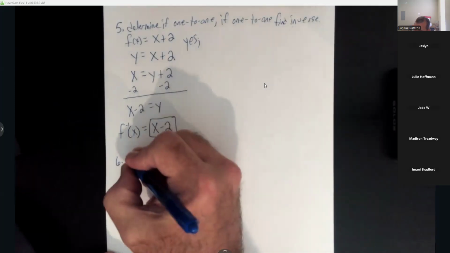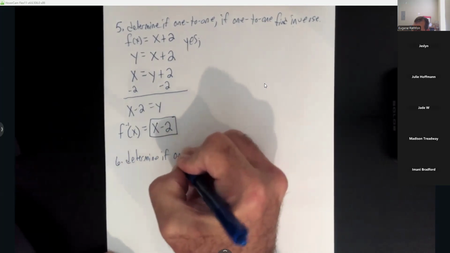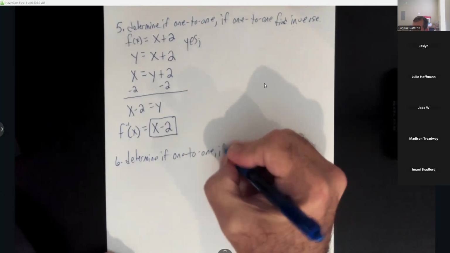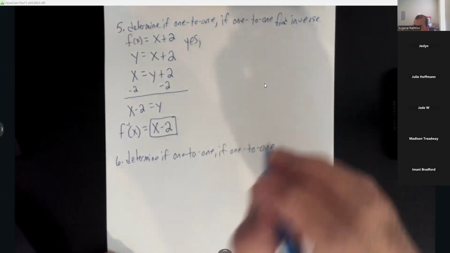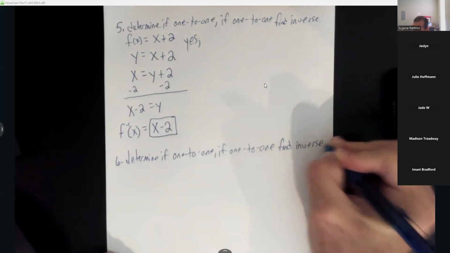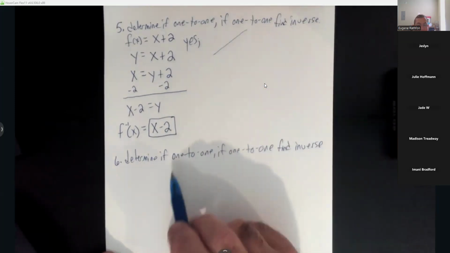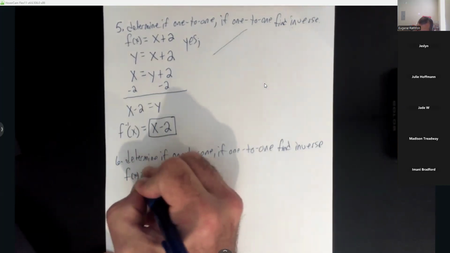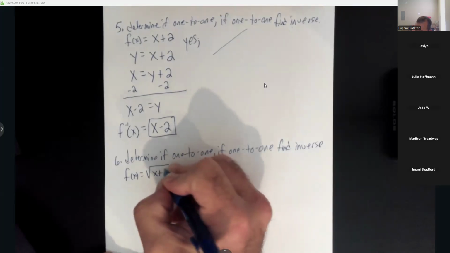Number 6 is the same thing. Determine if 1-to-1, and if it is, find the inverse. So this one I said was a straight graph going uphill like a line. This one, let me draw the function, is f of x equals the square root of x plus 3.